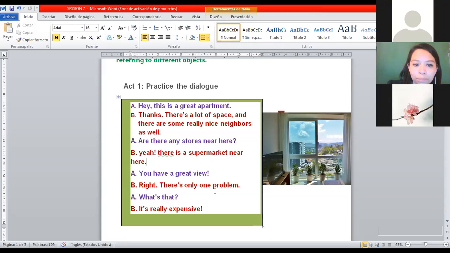And the person says, you have a great view. Right. The next person says, there is only one problem. What's that? It's really expensive. Take a look at the view. This view is beautiful, all right? There you have a great view. Hay una vista muy bonita. There is a great view. But the problem is that it is really expensive, all right?